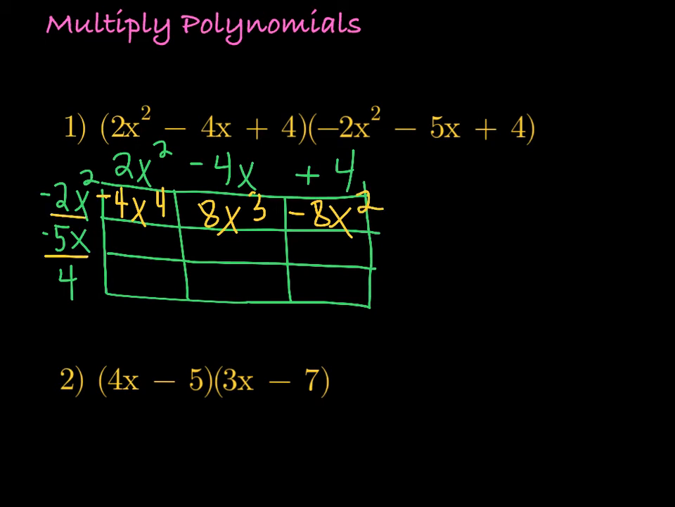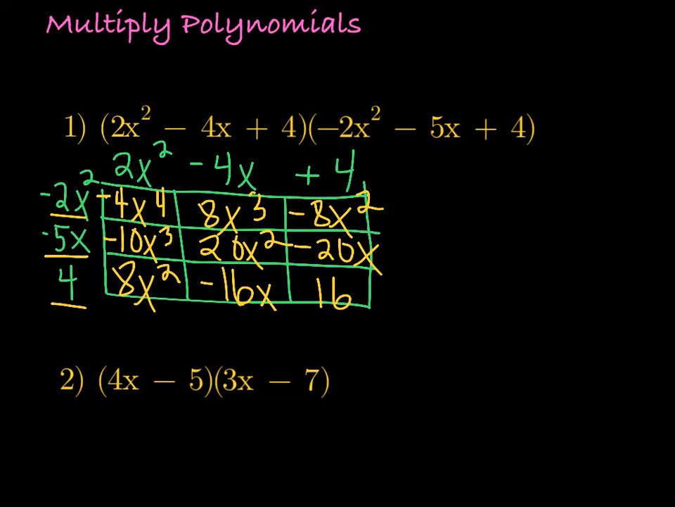Now look at negative 5x. So this will become negative 10x to the third. This will be 20x squared. And negative 20x. Okay, and the next one, the last one with 4, we'll have 8x squared, negative 16x, and then 16. And so if you look here at all these terms, everything lines up. All the like terms are diagonally from each other. So if you see here, these are like terms. All of these are like terms.